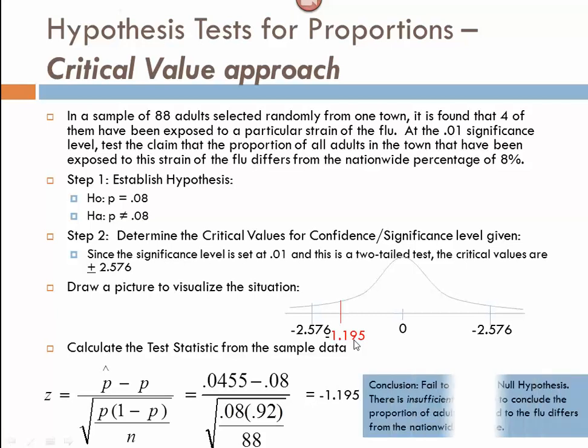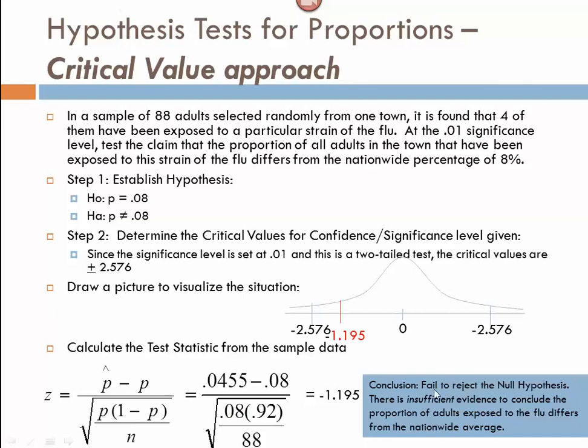So in this case, we would fail to reject the null hypothesis. There is insufficient evidence to conclude that the proportion of adults exposed to the flu differs from the nationwide percentage. Notice a couple of things here, and you can use this as a template in drawing your conclusions.